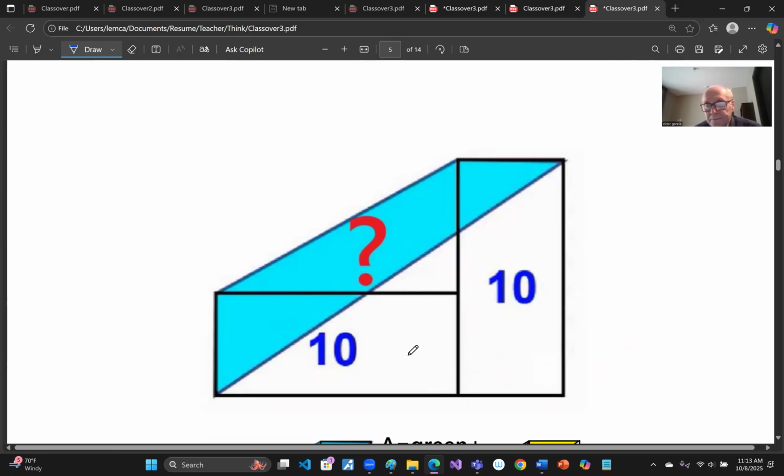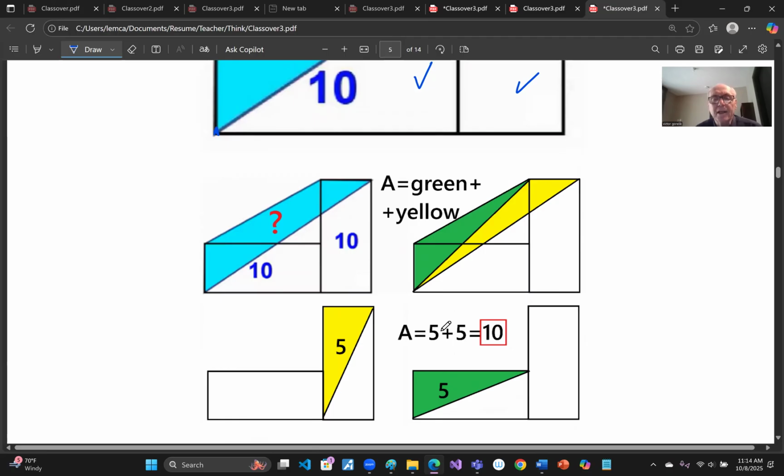We have two rectangles, horizontal and vertical, and we have blue area. Find this blue area. Do you have any ideas? Yes, it's on sliding rule. So we need triangles. Yes, your idea is good. Create two triangles. We will create two triangles, green and yellow. Find their areas and add them up.